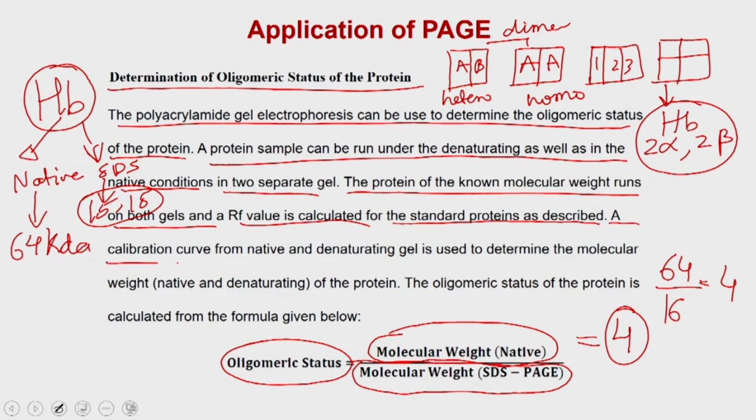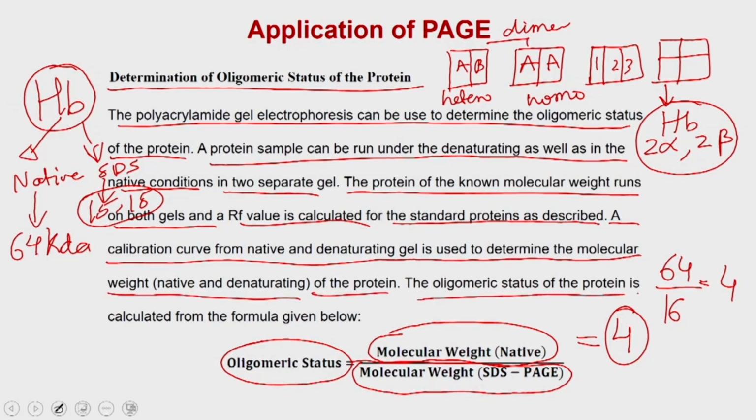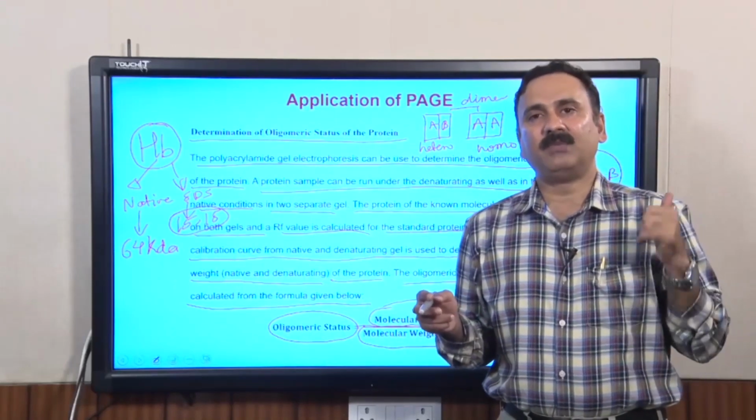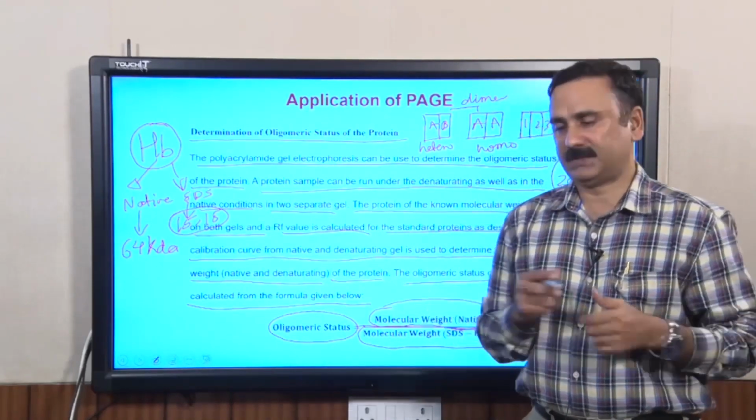A calibration curve from the native and the denaturing gels is used to determine the molecular weight in native as well as denaturing conditions, and the oligomeric status of the protein is calculated from the formula: oligomeric status is the molecular weight in the native conditions divided by the molecular weight from the denaturing conditions.